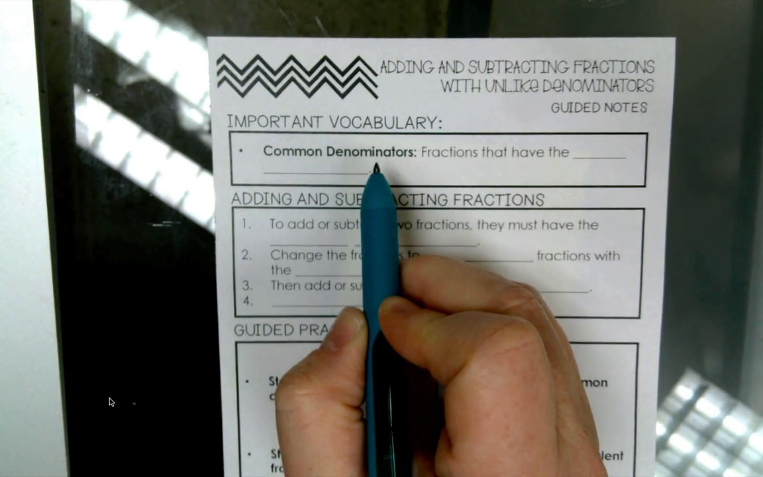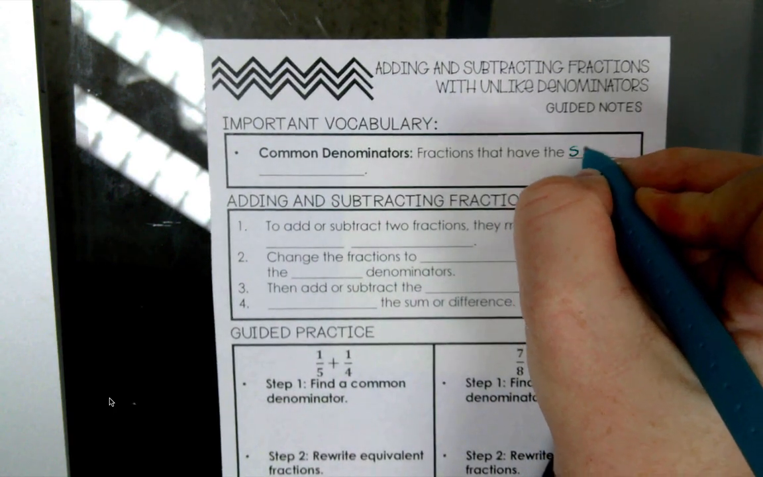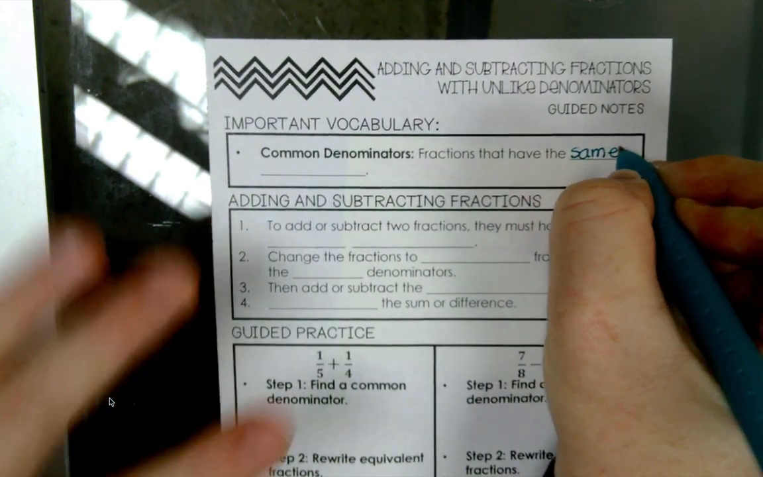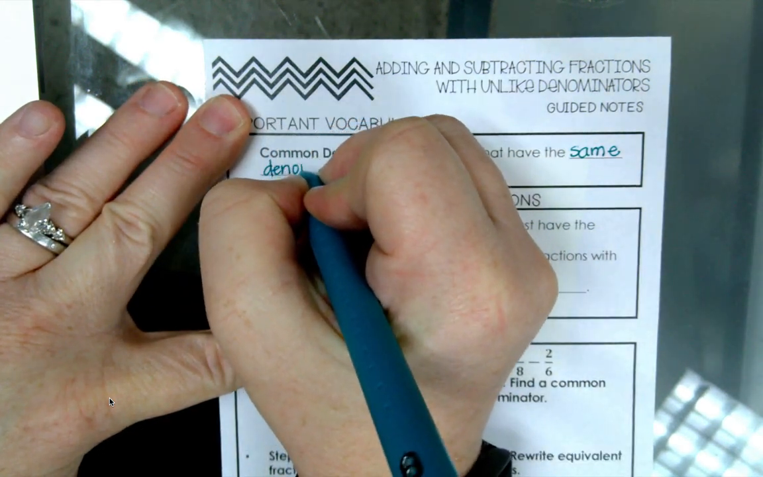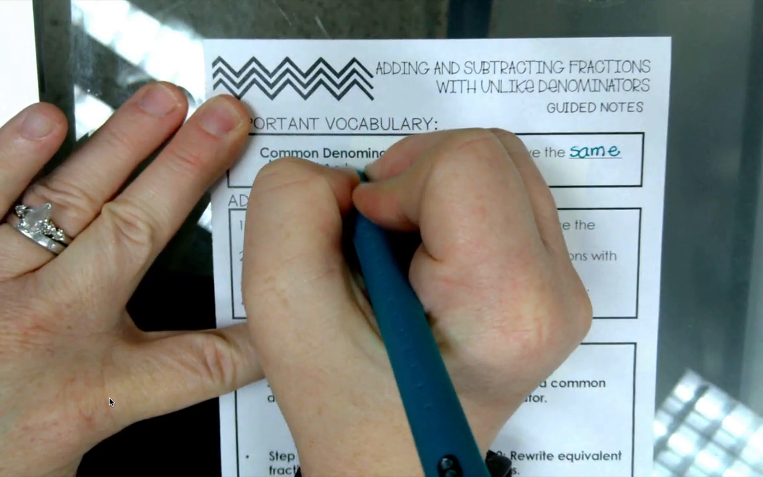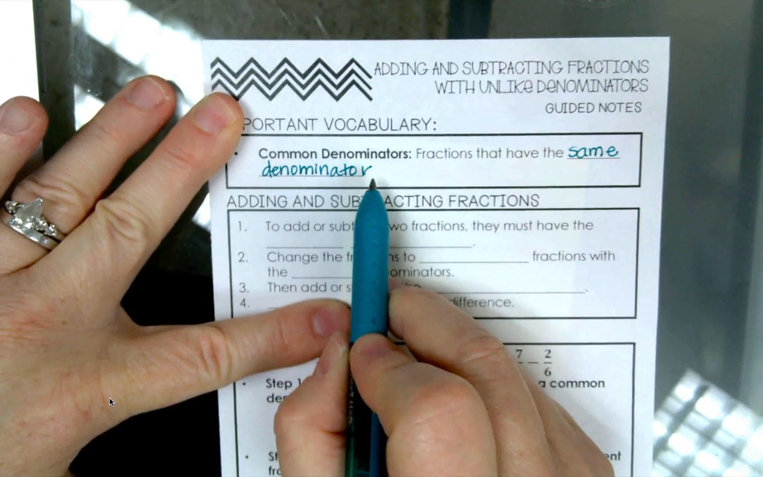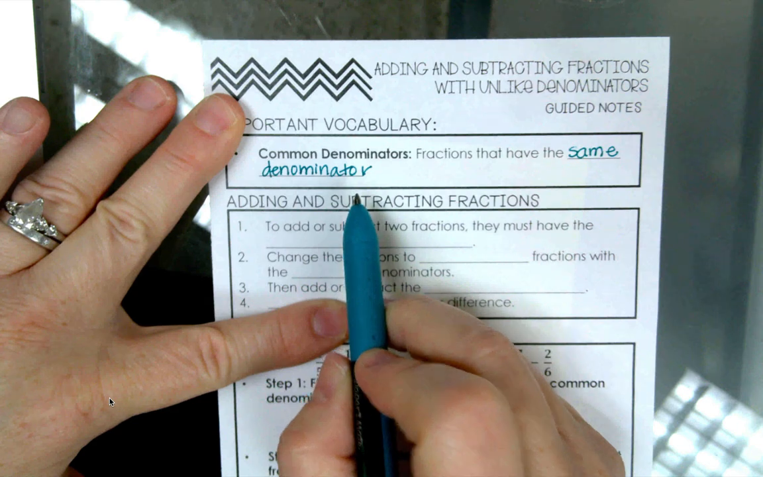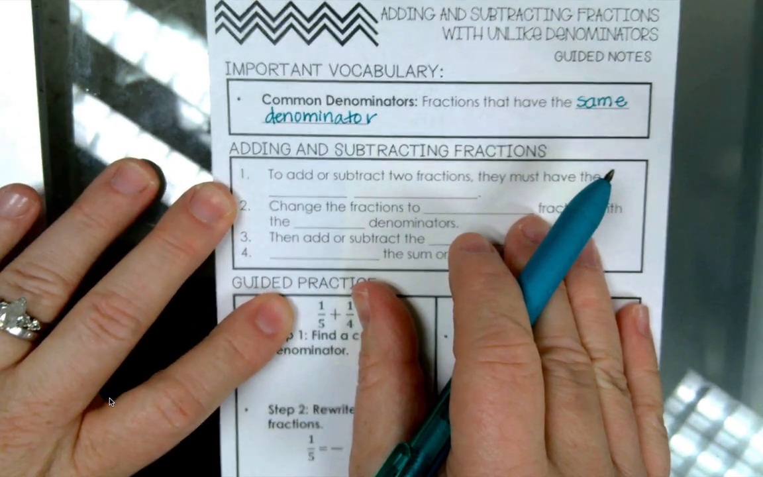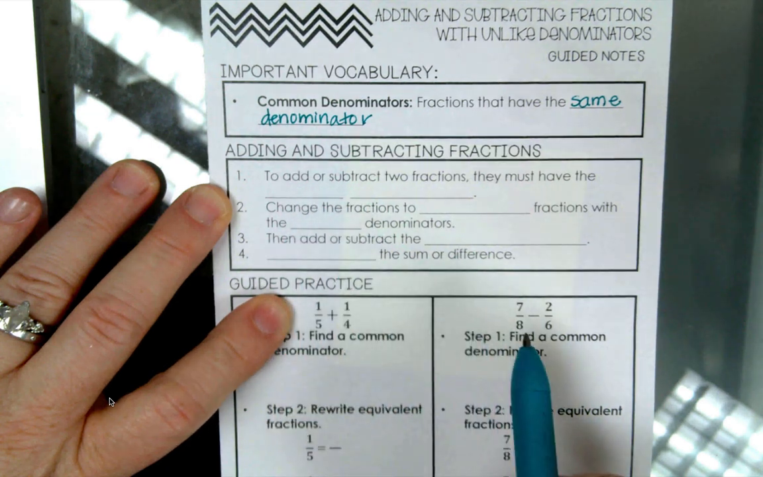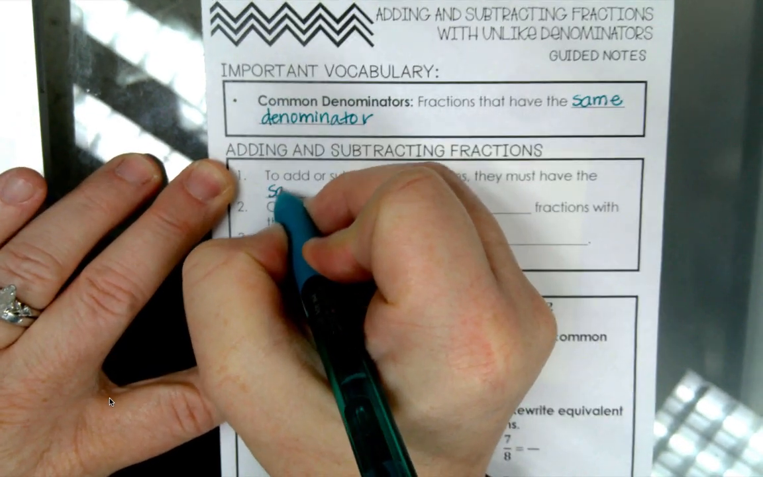So common denominators are fractions that have the same denominator. Okay, so when they have a common denominator, it's fractions that have the same denominator. Remember, that's the bottom number in your fraction. So to add or subtract two fractions, they must have the same denominator.